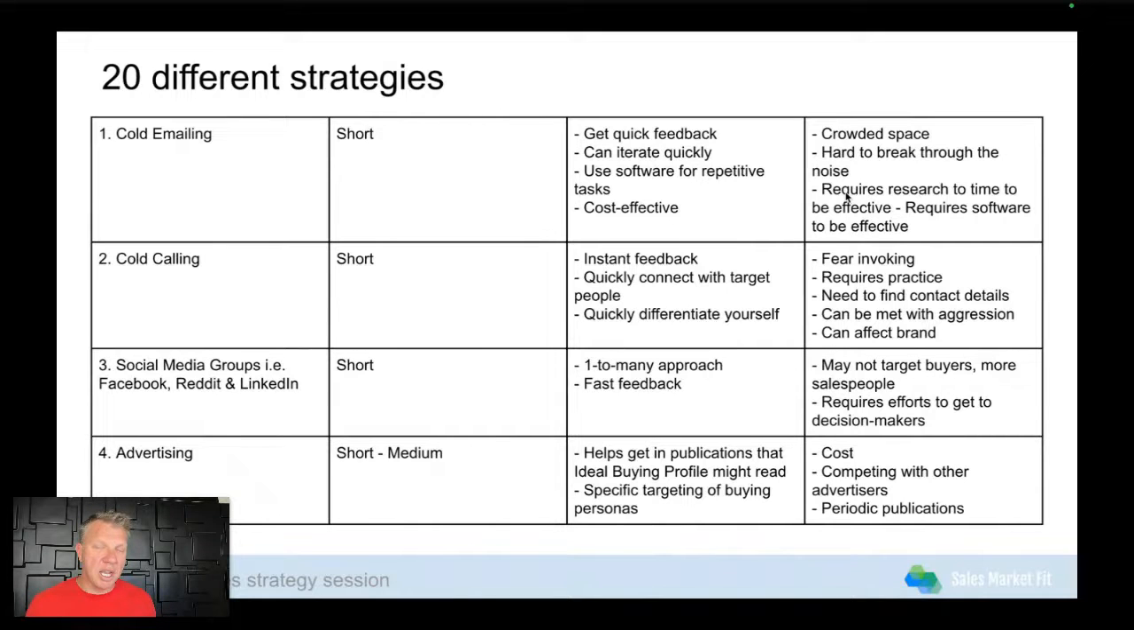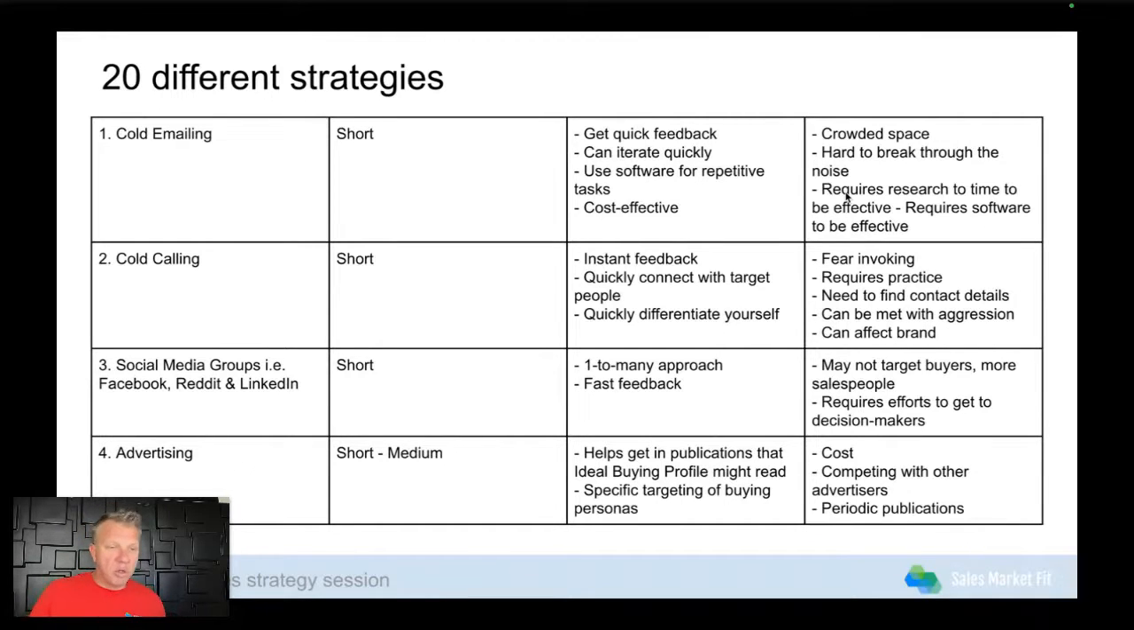Now, it requires research time to be effective. Research the company, research the markets you're in, and it also requires software to be able to do this effectively. Touch points of 4 to 5 email sequences or cadences is really what's needed to get people to engage with you.